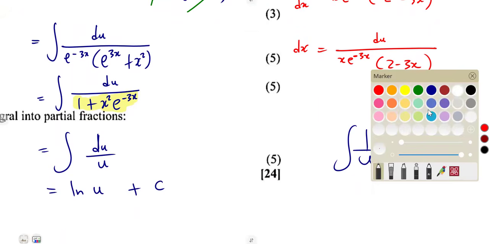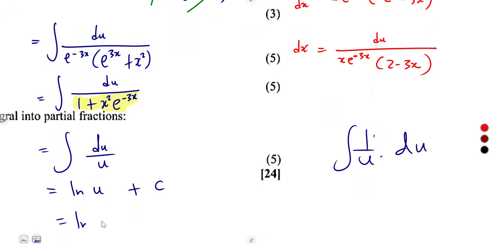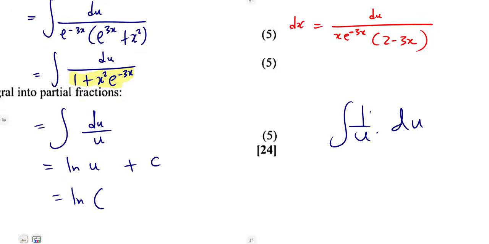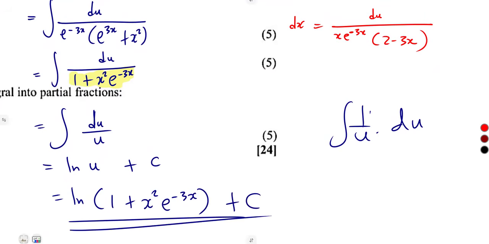So you're going to replace it so that our answer is in x. The integral from our question was with respect to x, so we must have our answer in x. So that's our u, this one. Place it there in place of u. That's 1 plus x squared e to the exponent of minus 3x, plus the constant of integration. So that is the whole idea. We are done. We're given this, so just substitute.